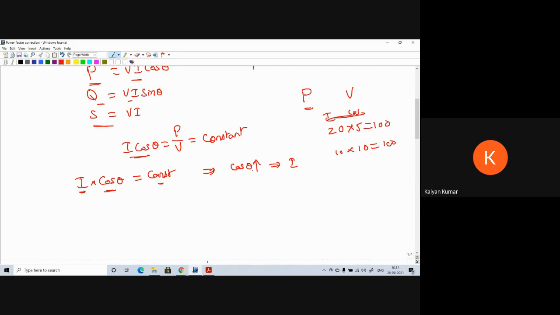So whenever cos theta is increased, I has to decrease. But when cos theta is decreased, then what happens to the I?